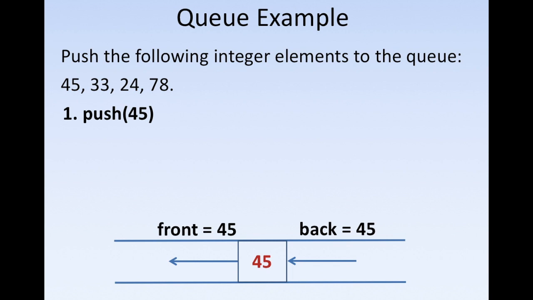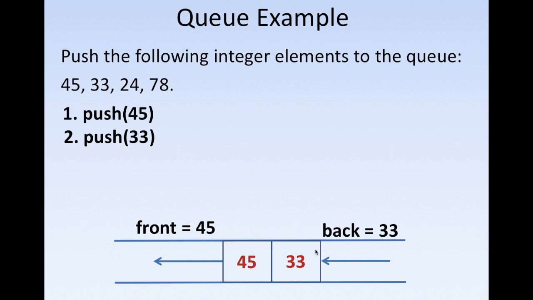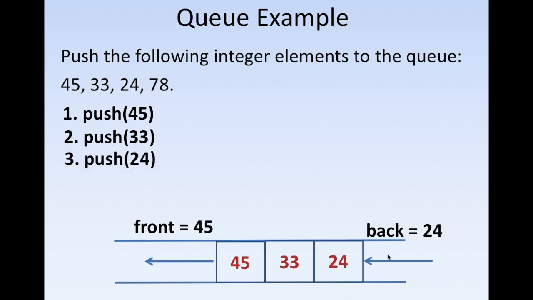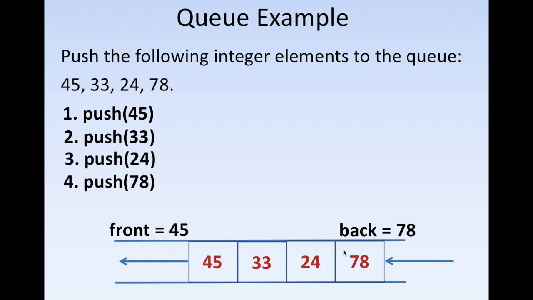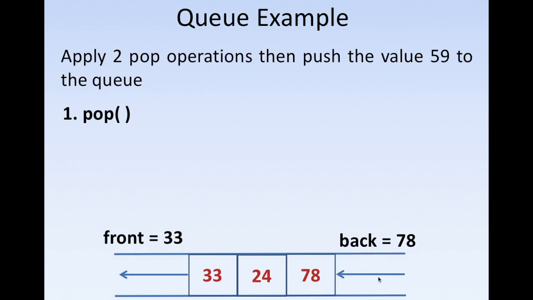Let's look at this example. Push the following integer elements to the queue: 45, 33, 24, 78. We'll start with push 45. Then 33 is pushed after 45, from the back. Push 24 from the back. Now back is pointing to 24. Push 78. Now back is pointing to 78.